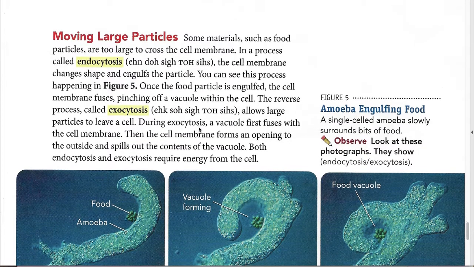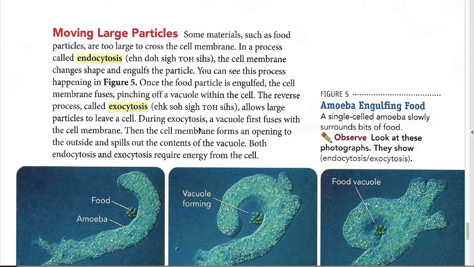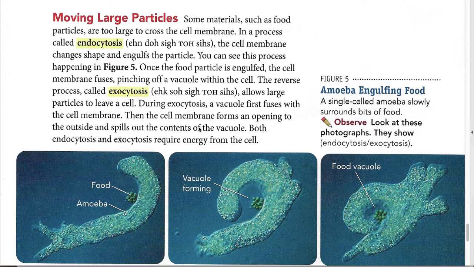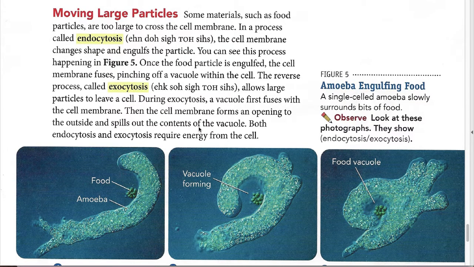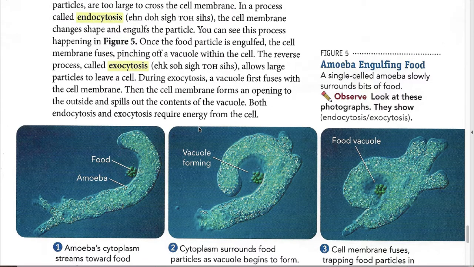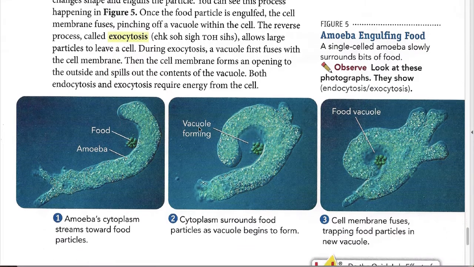The reverse process, called exocytosis, allows large particles to leave a cell. During exocytosis, a vacuole first fuses with the cell membrane. Then the cell membrane forms an opening to the outside and spills out the contents of the vacuole. Both endocytosis and exocytosis require energy from the cell.